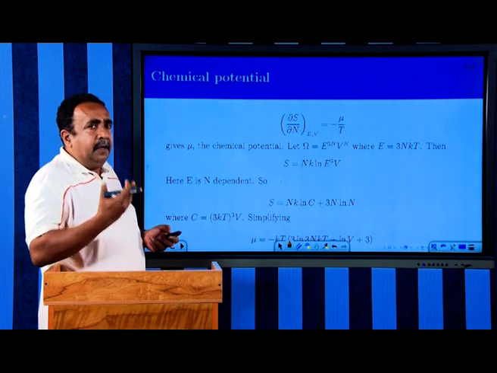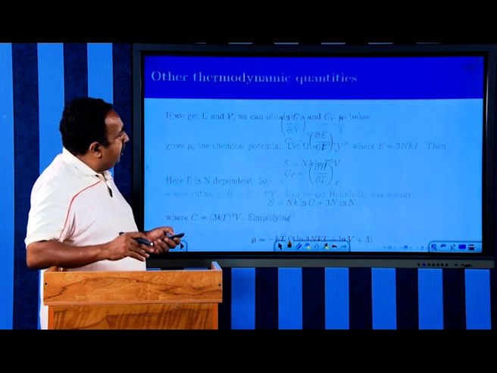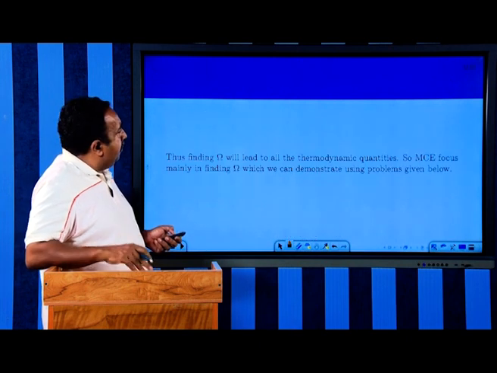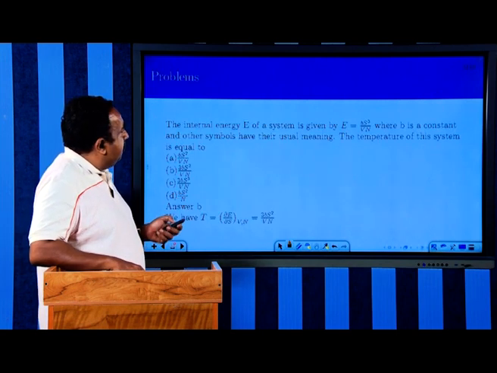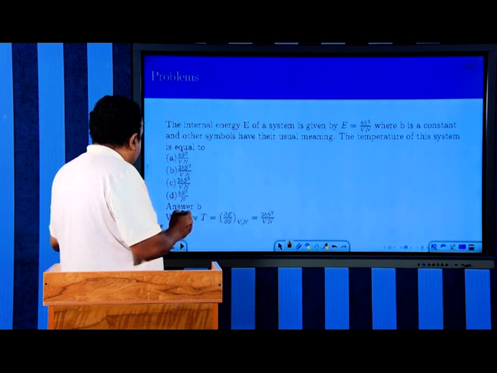How to find? You will be given some omega, and you will be asked to find different thermodynamic properties. Okay, let us work out some problems. This was a question that was previously asked.